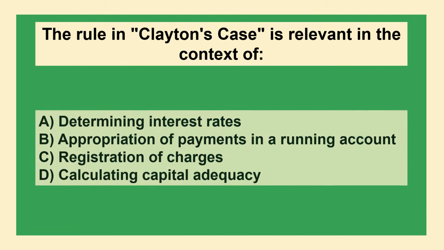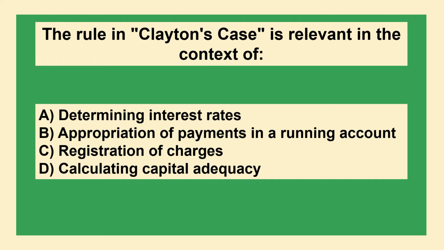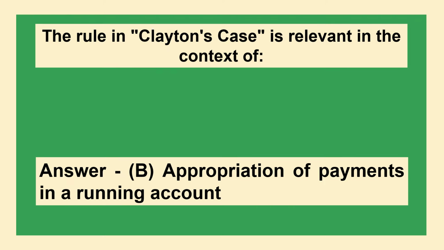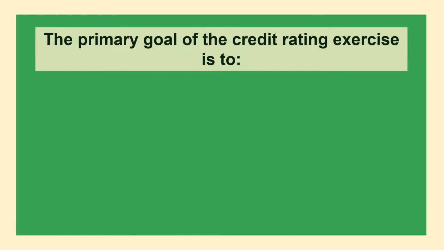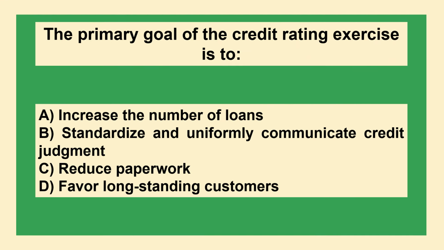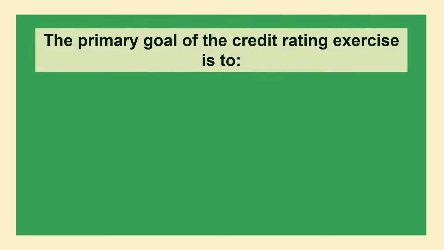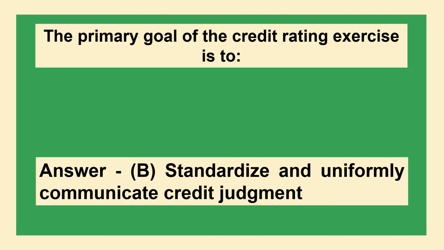The next question is, the rule in Clayton's case is relevant in the context of option A, determining interest rates; option B, appropriation of payments in a running account; option C, registration of charges; option D, calculating adequacy. The correct answer is option B, appropriation of payments in a running account. The next question is, the primary goal of the credit rating exercise is to option A, increase the number of loans; option B, standardize and uniformly communicate credit judgment; option C, reduce paperwork; option D, favor long-standing customers. The correct answer is option B, standardize and uniformly communicate credit judgment.